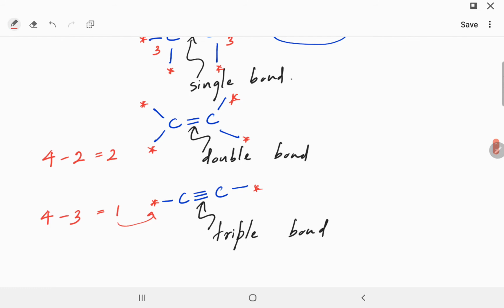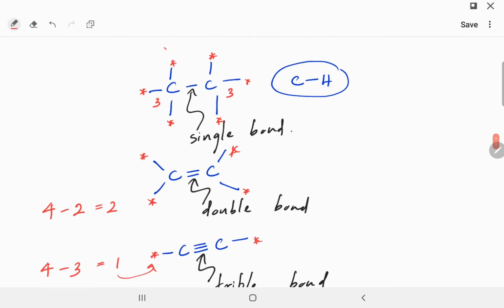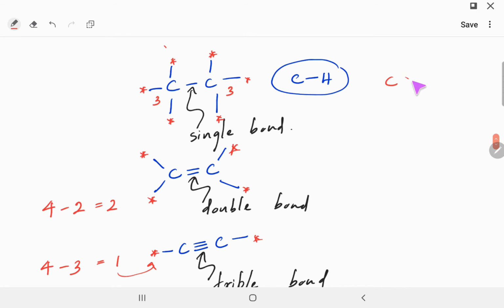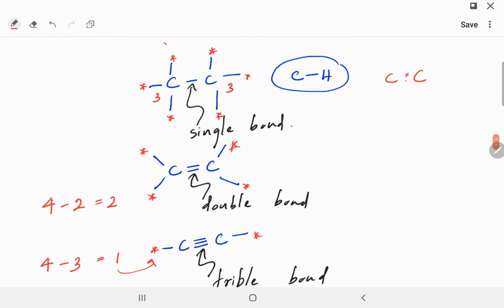So these are how carbons can connect to each other. If you are a carbon, you can connect to another carbon in three different ways. You can connect to another carbon using a single bond, so you two are only sharing 2 electrons. If you have a single bond, the two carbons are only sharing 2 electrons between each other. Okay.